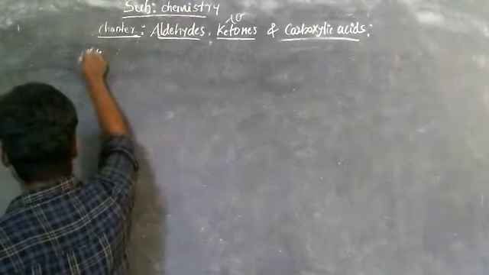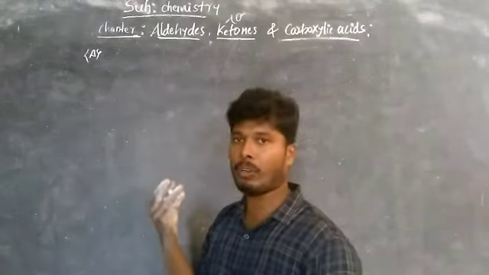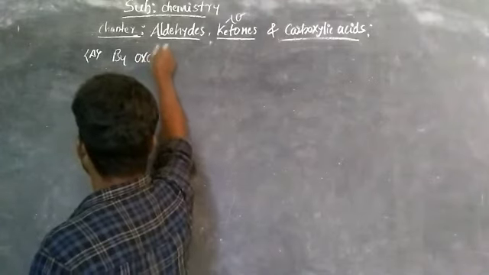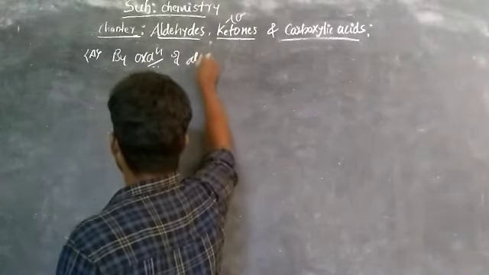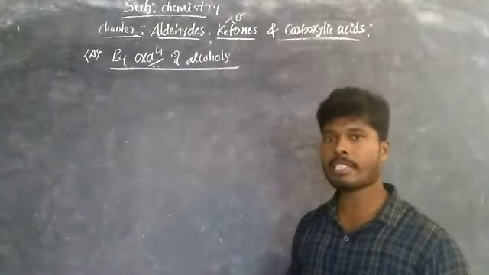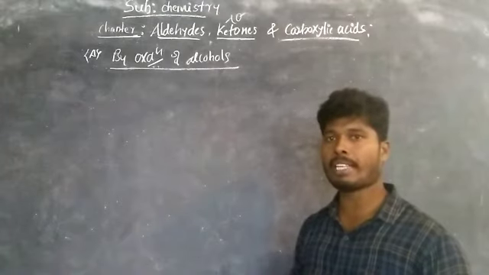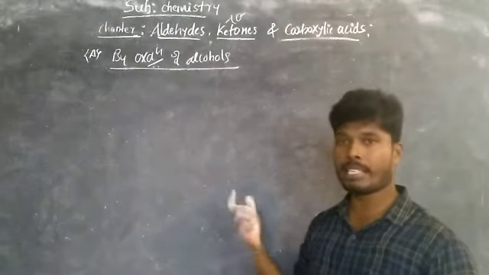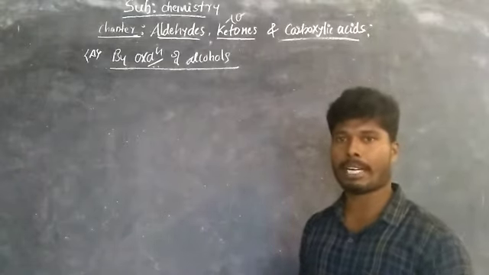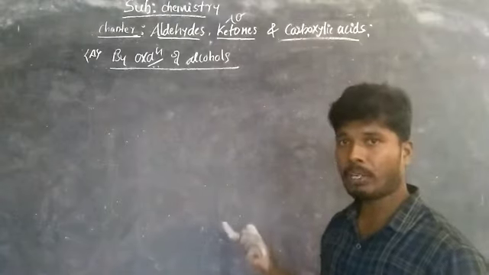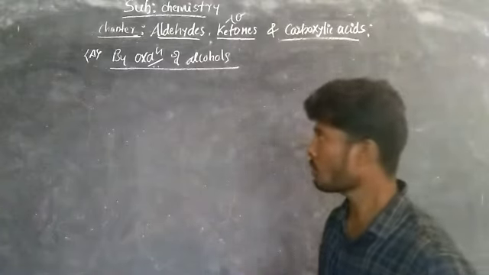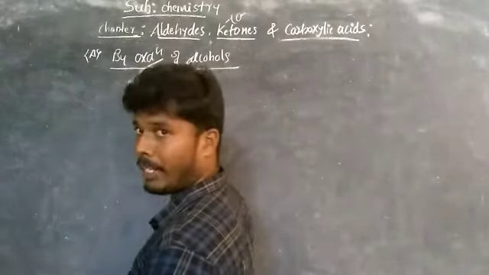The fourth method. In the third method we have studied chemical reactions. So the fourth method is by oxidation of alcohols. Here the alcohols are oxidized using a mild oxidizing agent like PCC, that is pyridinium chlorochromate, or PDC, that is pyridinium dichromate. Those are mild oxidizing agents which oxidize alcohols into aldehydes. Okay, so see the chemical reaction by the oxidation of alcohols.